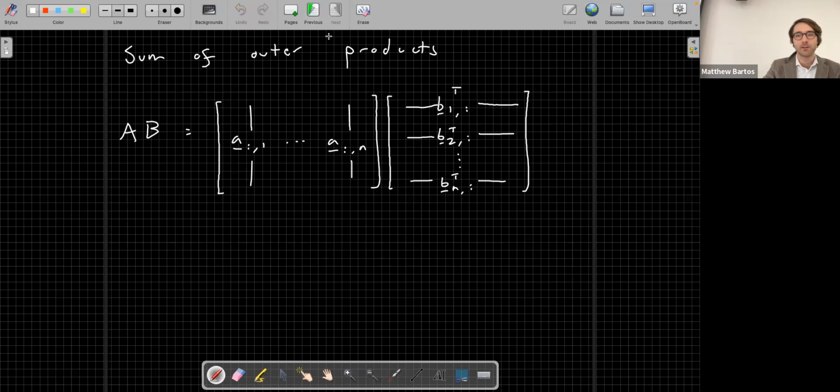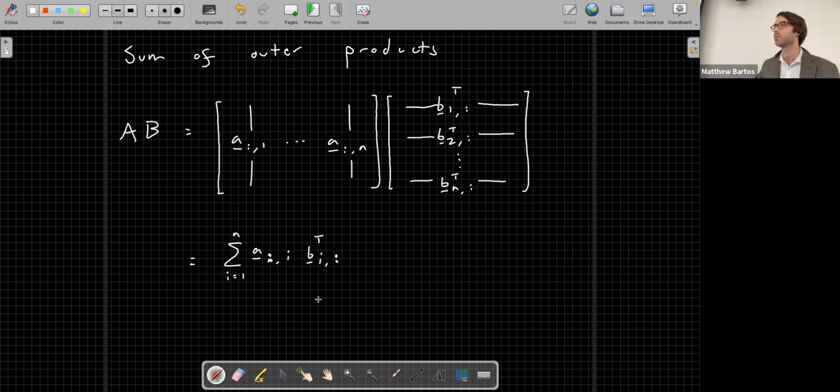Okay, so we can take the columns of A, the rows of B, and we can define matrix multiplication as being the sum of outer products of the columns of A with the rows of B. Okay, so we can define AB as being equal to the sum from I equals 1 through N of A colon comma I. It's kind of hard to differentiate. I'll make it clear that this is a colon here. A colon comma I with B I comma colon transpose.